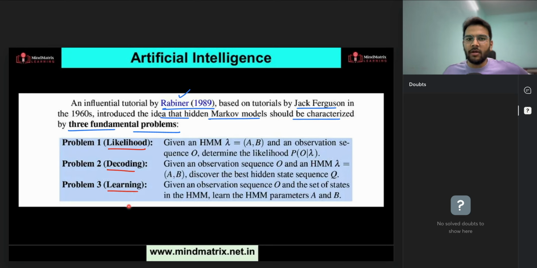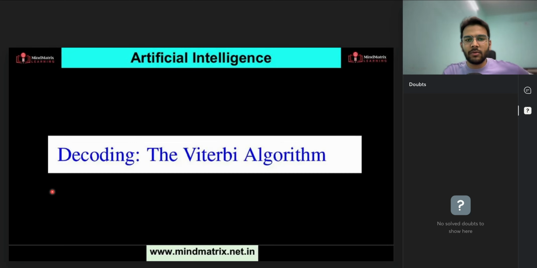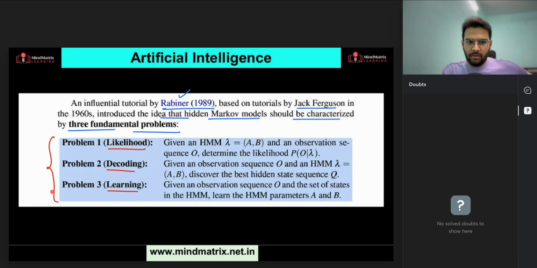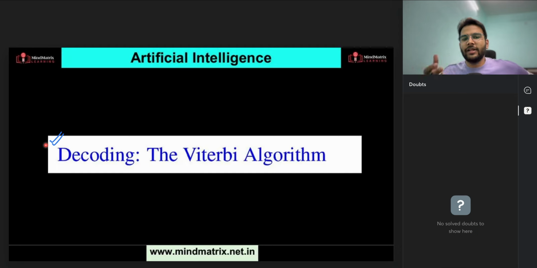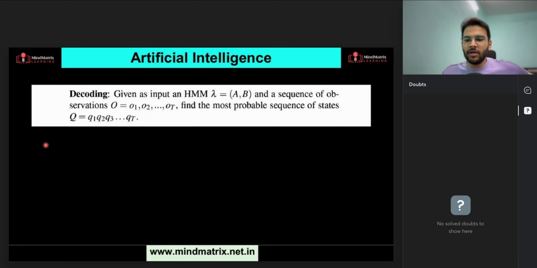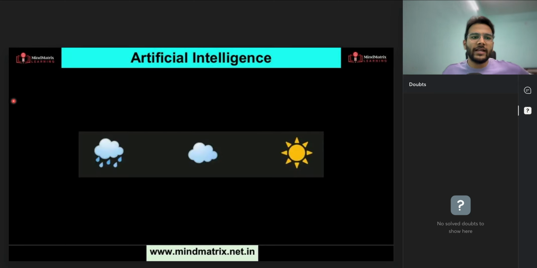Before going deep into it, what is likelihood, what is decoding, what is learning, what are all these problems, we will come back to this slide again after some time. But now let's first understand the phase that is decoding. We are giving the name to this particular phase just for a title purpose. You will understand why we are calling it decoding and what is this Viterbi algorithm in some time, but you can just skip this part, and let's start with our example. I will come to these slides again, then you will be able to relate it clearly.